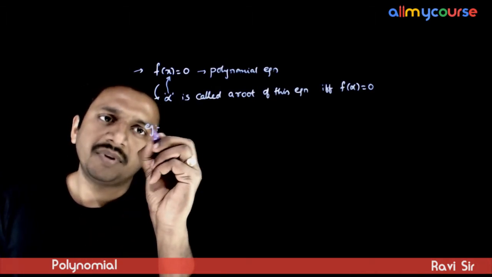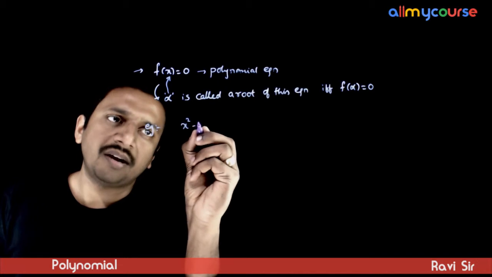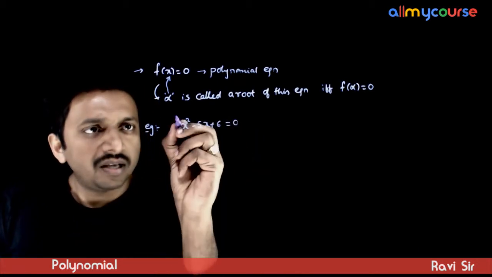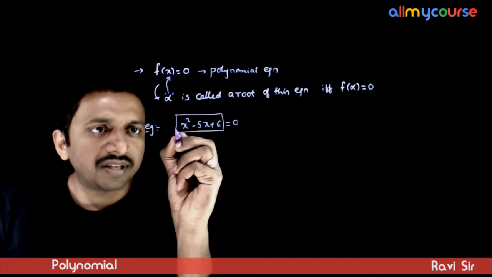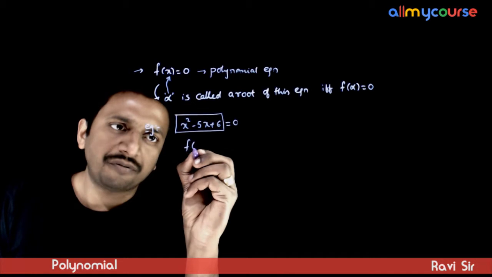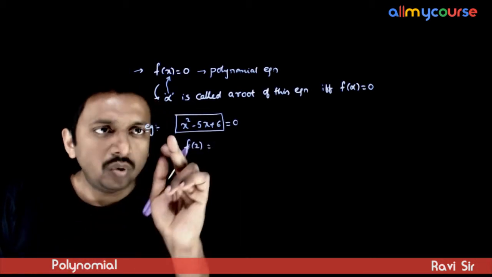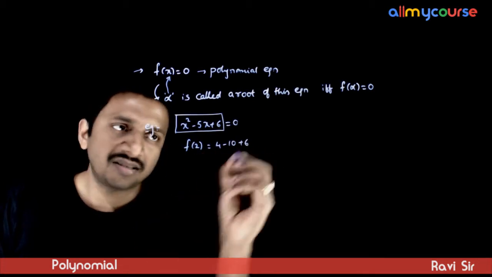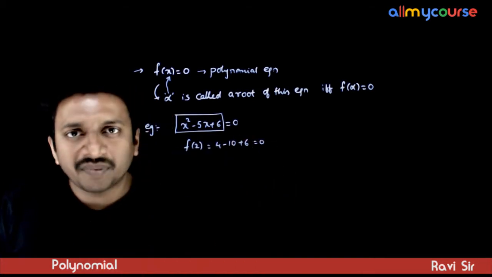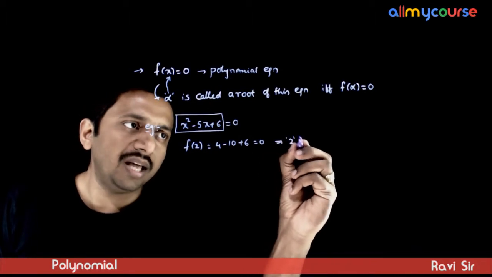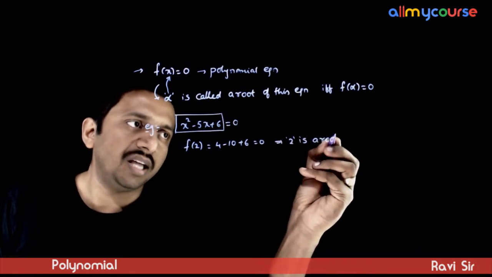For example, if you have x square minus 5x plus 6 is equal to 0, let us consider this as my f of x. Now, what is f of 2? F of 2 is equal to 4 minus 10 plus 6 is equal to 0, right? So f of 2 is equal to 0. This implies 2 is a root of this equation.